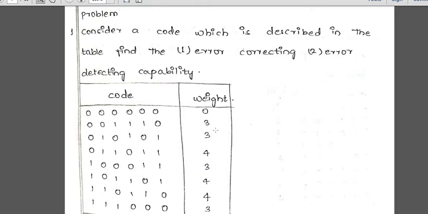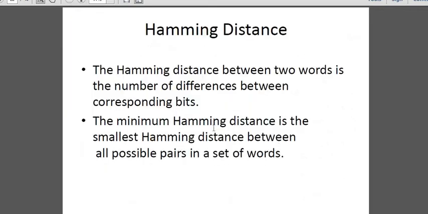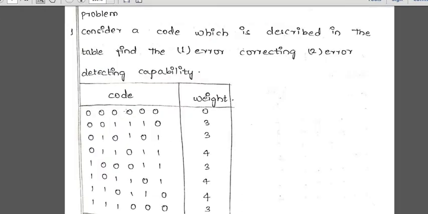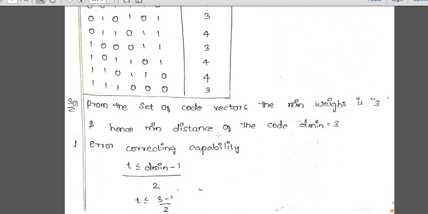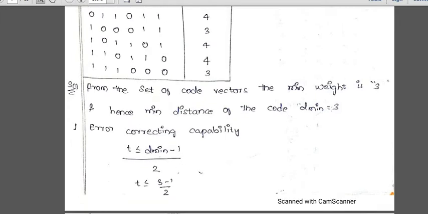The minimum is 3. See, what we have said: the minimum distance is the smallest Hamming distance between all the possible pairs in your set of words. These are the set of words, and the minimum weight here is 3. So from the set of code words, the minimum weight is 3, and hence the minimum distance is also d min equals 3. Now easily you can find the error correcting capability.